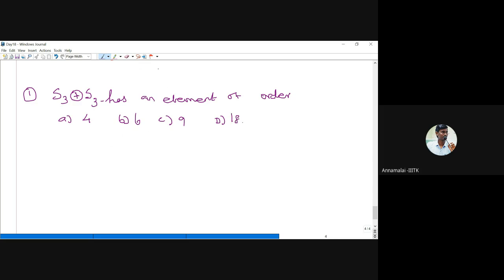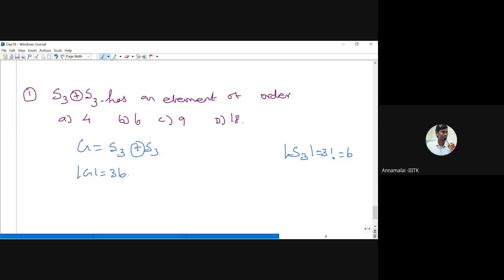So here, what is the group? G is nothing but the direct product, S3, the symmetric group S3 cross S3. And we know that the cardinality of S3 is 3 factorial, which is 6. Therefore, what is the cardinality of G? 6 into 6, therefore 36. So the group order is 36.